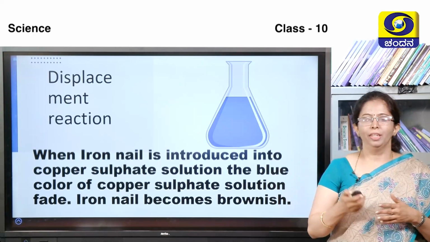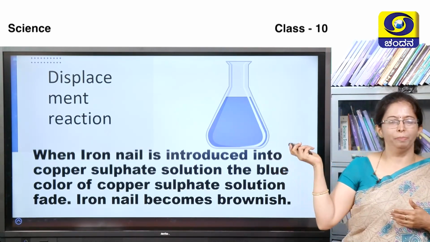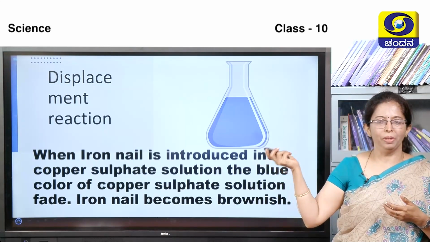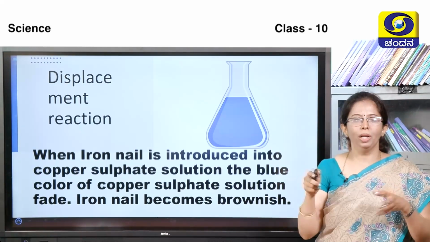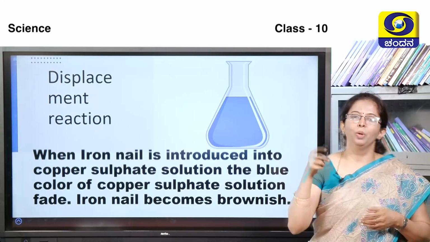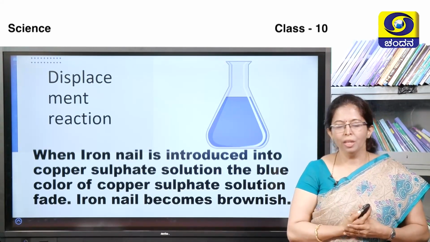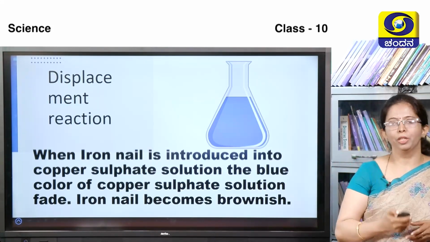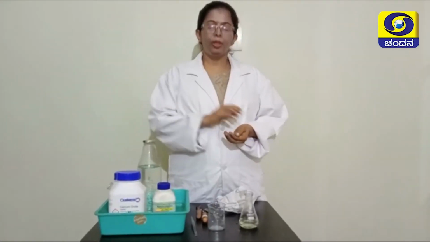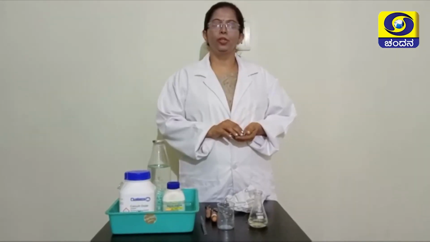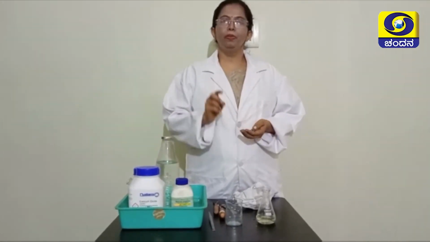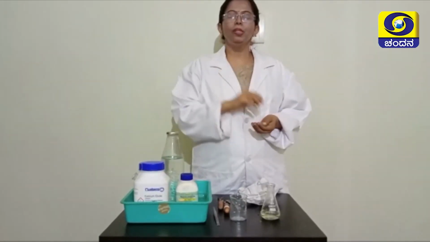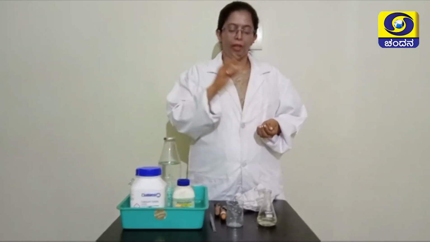Moving on to the next one. Here again, what is in the picture, what chemical apparatus is that? It is a laboratory apparatus, a conical flask. Here the blue colored liquid is the copper sulphate solution. When an iron nail is introduced into it, the blue color of copper sulphate gradually fades and the iron becomes brownish. Now we are going to conduct an experiment about displacement reactions. Displacement reactions are a type of reactions wherein a more reactive element displaces a less reactive element.